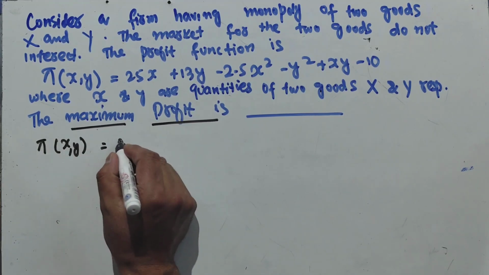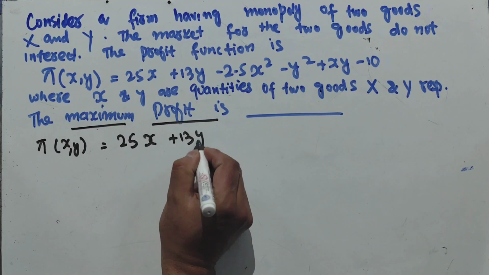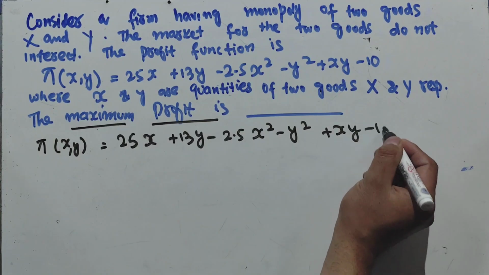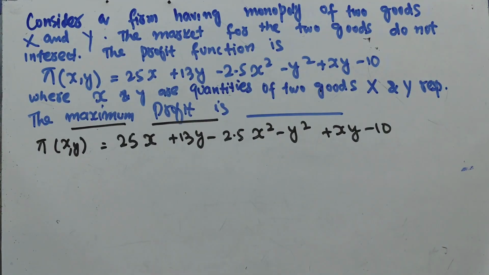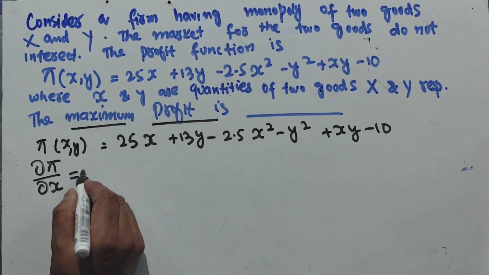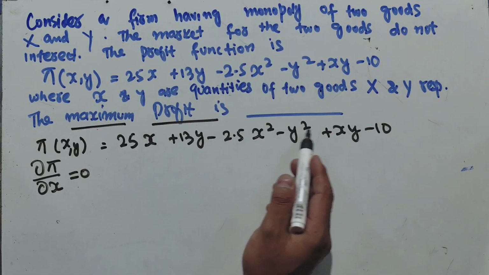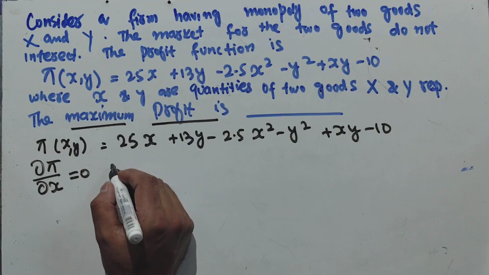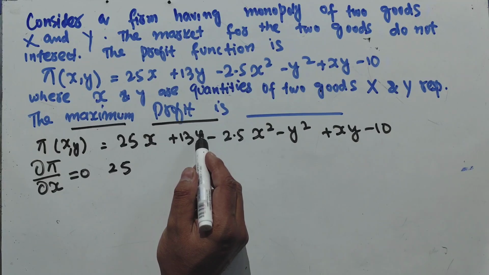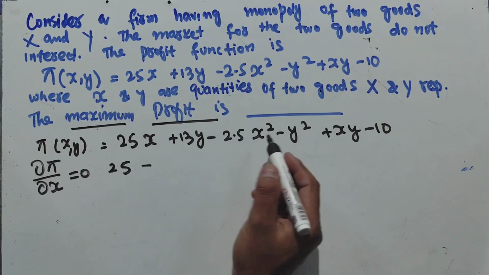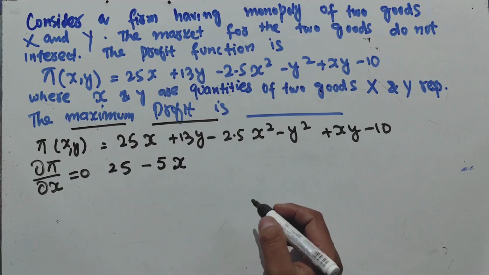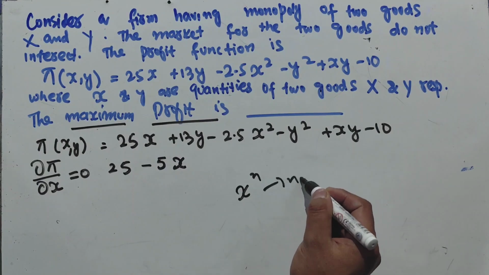Okay, so the profit maximization condition: we are given the profit function, which is equal to 25X plus 13Y minus 2.5X square minus 5Y square plus XY minus 10. Profit is maximized in case of monopoly when the marginal profit with respect to good X is equal to 0. That is, partially differentiating this with respect to good X. The derivative of 25X is 25. The derivative of the second term will be 0 because we are taking partials with respect to X and it is Y. Minus the derivative of 2.5X square, which is 2 into 2.5, that is 5X, where the exponent is reduced by 1 by the power function rule: X raised to power n becomes n times X raised to power n minus 1.